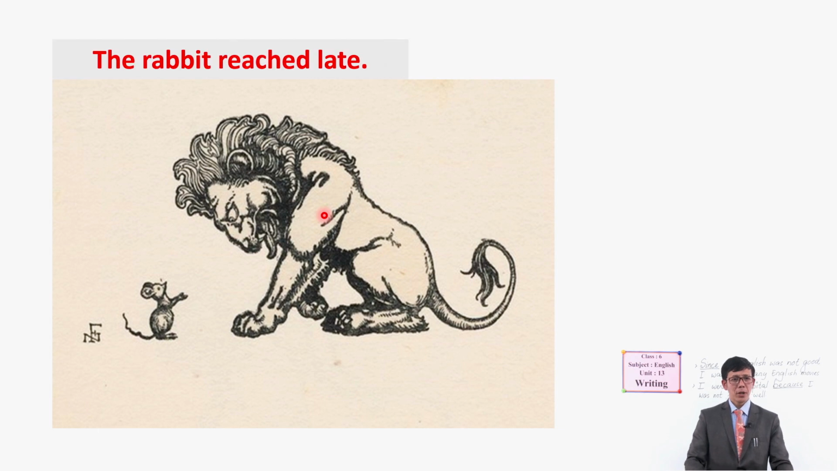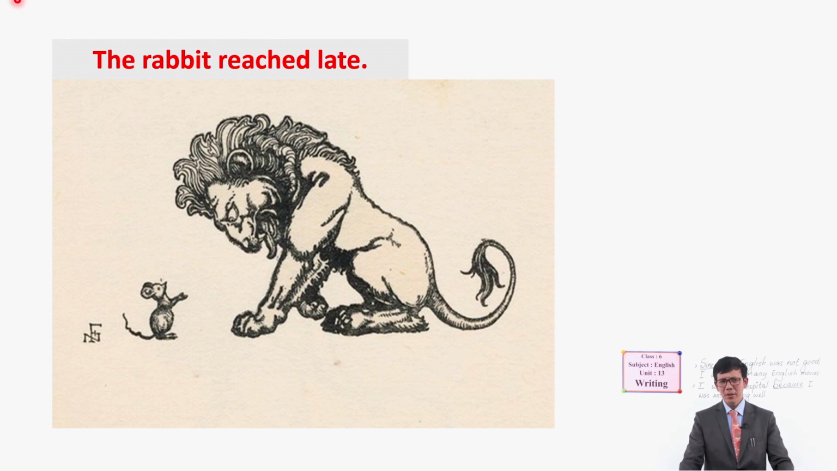Good. So now you can see what happens. The rabbit reached late there. The lion had a command to all the animals, but that day the rabbit reached late. This sentence comes over here.